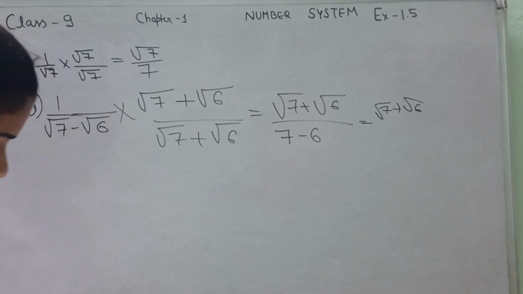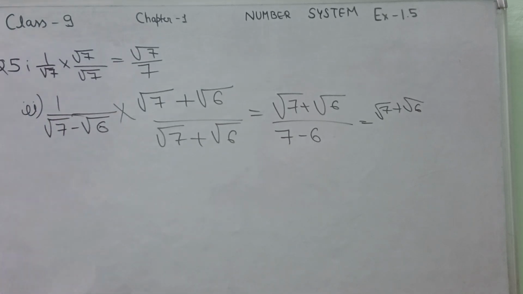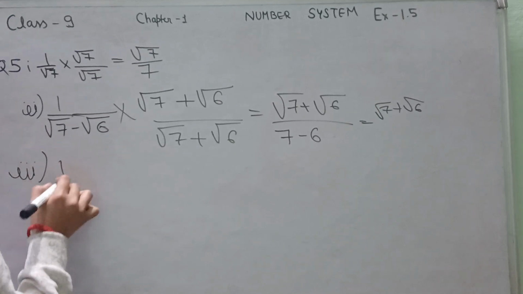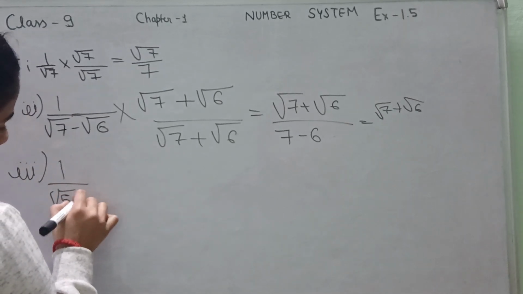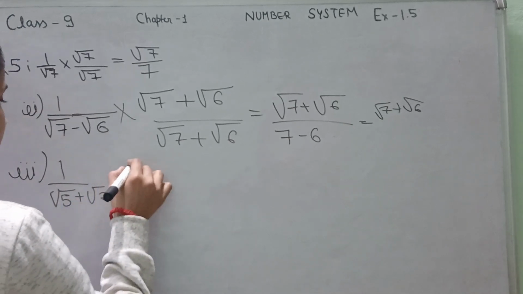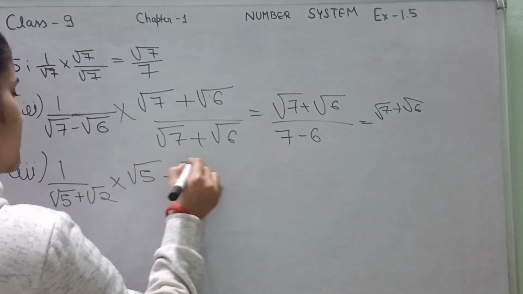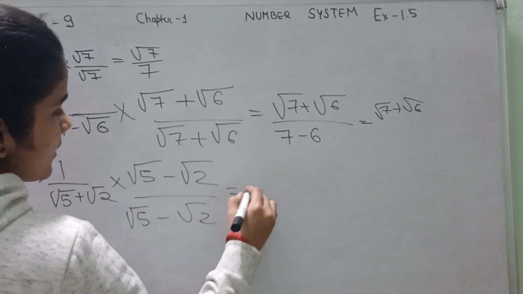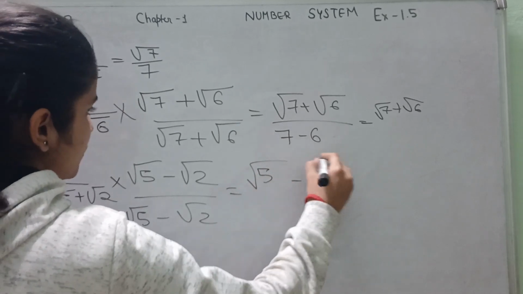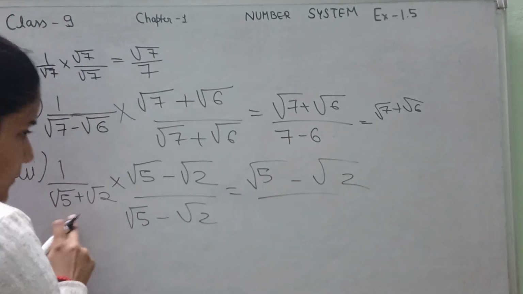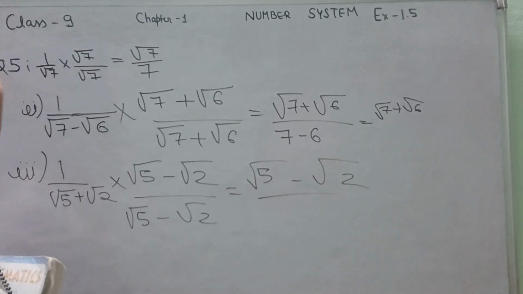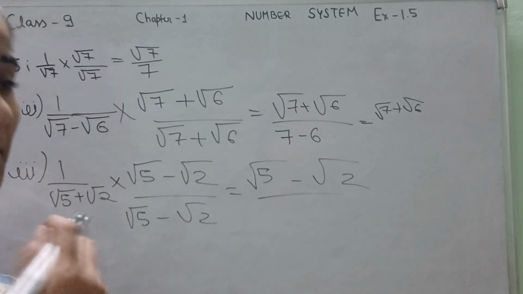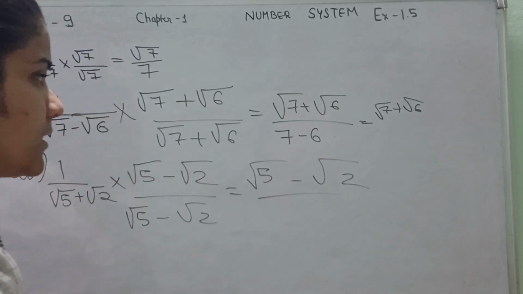Coming to the third part: 1 upon root 5 plus root 2. Multiply it with root 5 minus root 2. What it becomes? It becomes root 5 minus root 2 upon a plus b, a minus b. It's as simple as that. a square minus b square. I am writing it directly: a square 5 minus b square 2, which is 3.